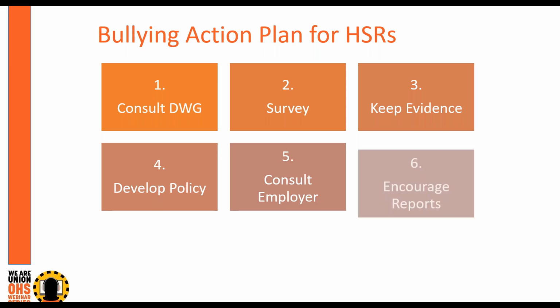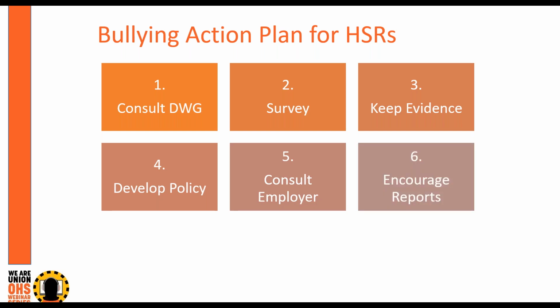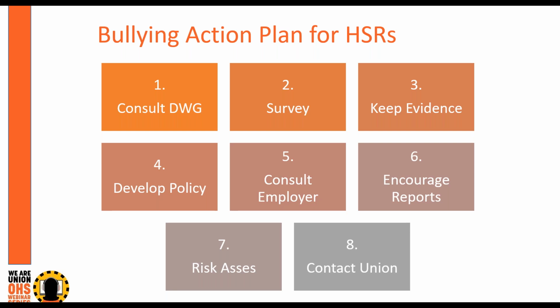Step 6 would be to encourage your members to report all incidents of bullying and harassment. Step 7, to keep your eyes open for any warning signs that bullying is happening in your workplace. And again, use our bullying risk assessment checklist that I went through before. Remember, you can download that under the handouts section. And last but not least, to contact your union for further advice or information.